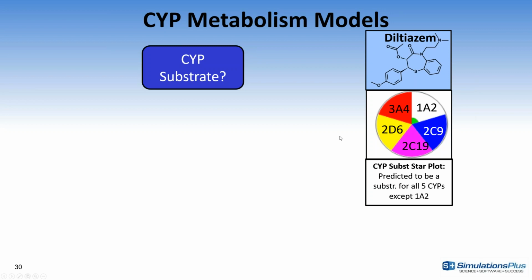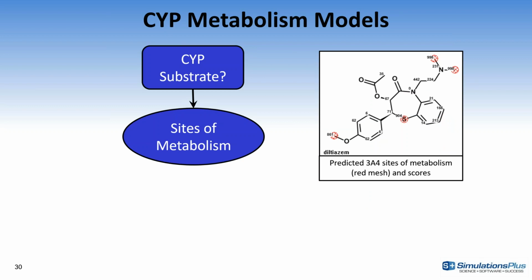Then for the isoforms that the molecule is a substrate for, we predict the sites of metabolism. And so here's an example of 3A4. You'd get similar ones for the other three isoforms, of which this compound is predicted to be a substrate. And these numbers here in black are the output of the model.